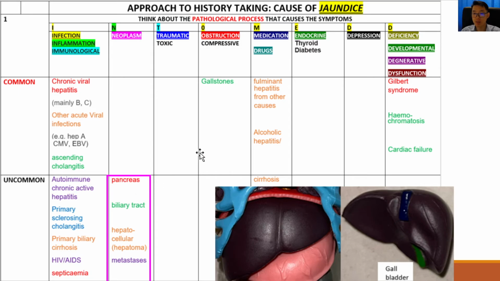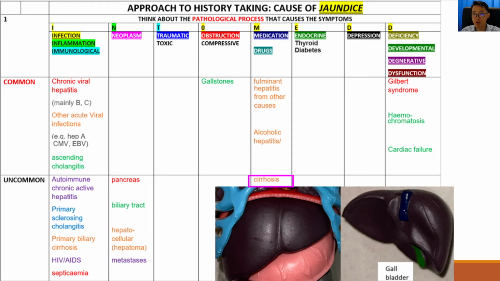Next, we look at the neoplastic process. Cancer of the pancreas, in particular cancers of the head of the pancreas, cancer of the biliary tract, primary cancer of the liver known as hepatocellular carcinoma, or spread of cancer from other parts of the body that lodge within the liver, can impair the usual flow of the bile, therefore leading to obstruction, congestion, and therefore backflow of bile and bilirubin into the bloodstream, causing jaundice.